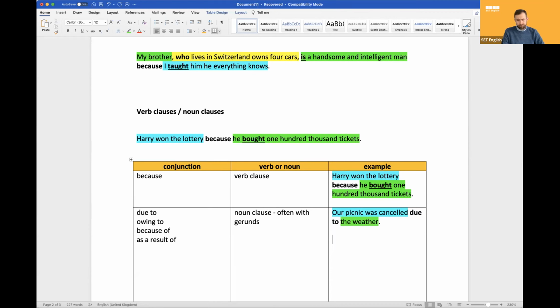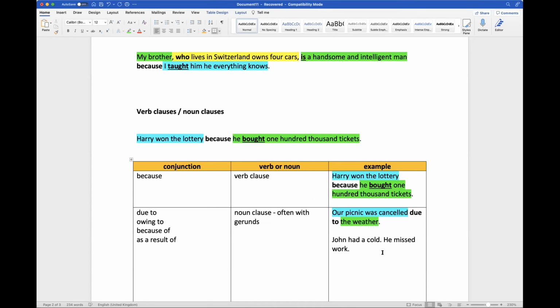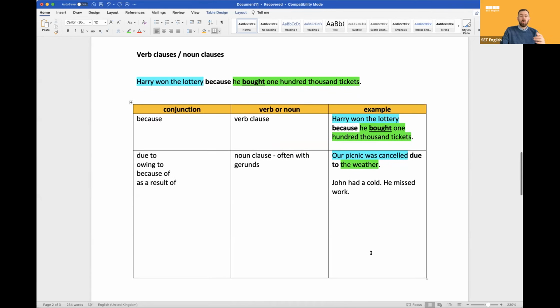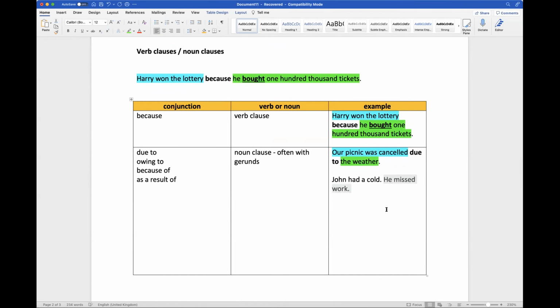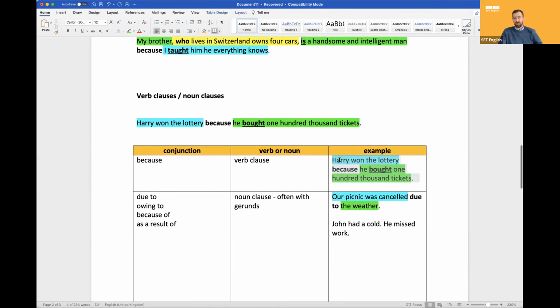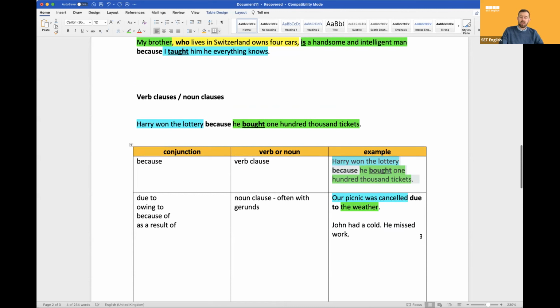Now, what else can we do? We can also convert verbs into nouns. Now let's think about this. John had a cold. He missed work. Now, you know what happened. What was the result? He missed work. And why did he miss work? Because he had a cold. If I wanted to, I could do a really simple sentence and say, John missed work because he had a cold.